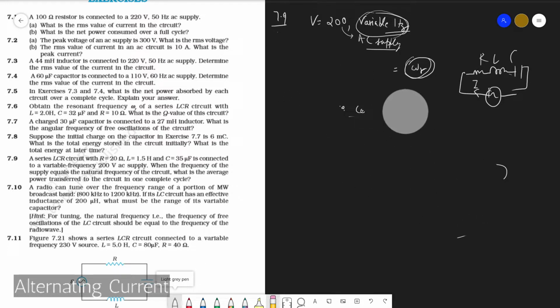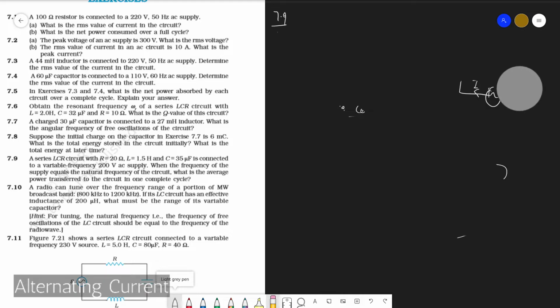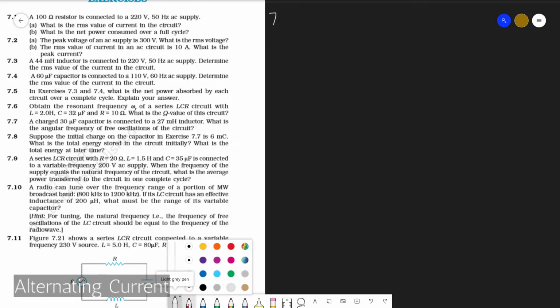Now let us move on to the next question quickly, which is your 7 point. Let us go to the next question. 7.10 we need to solve.